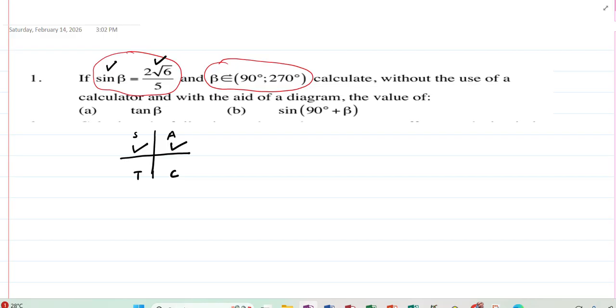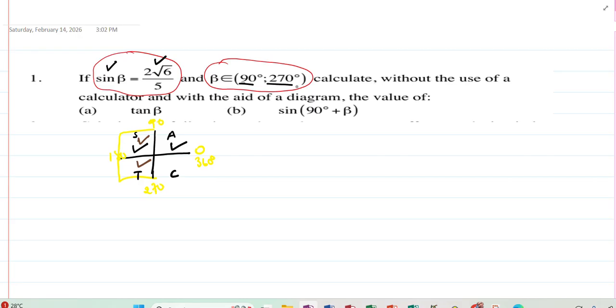I go and look for all the quadrants that are between 90 and 270. How do I identify those quadrants? I know that this is 0 here, this is 90, this is 180, this is 270, and this is 360. So which quadrants are between 90 and 270? Here is 90, here is 270. So the quadrants that are between 90 and 270 are quadrant number 2 and quadrant number 3.